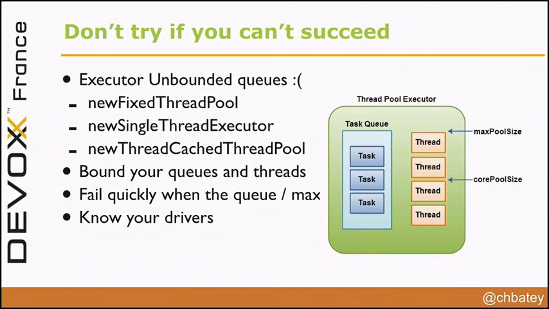I haven't found one yet. There probably are some, but they're not ones that I've most traditionally used. So the fixed thread pool, single thread, the cached thread pool, all by default have an unbounded queue. So a lot of the time when you're using libraries, they're just using the defaults, and thus they have an unbounded queue.